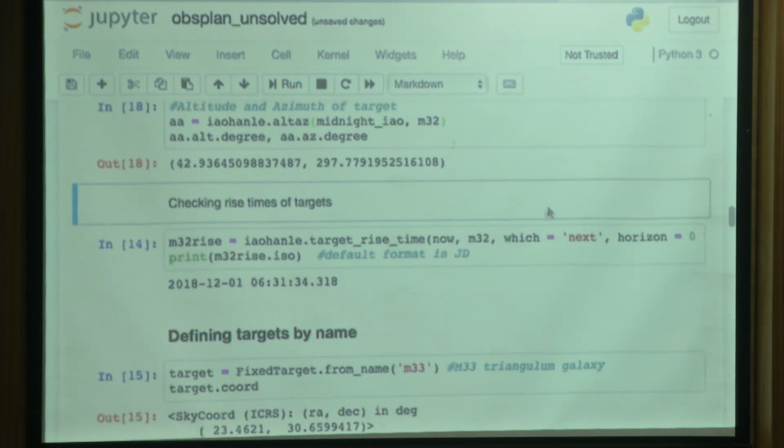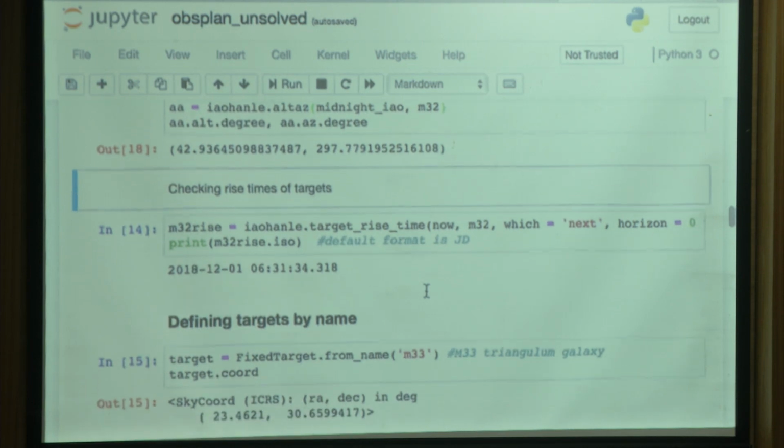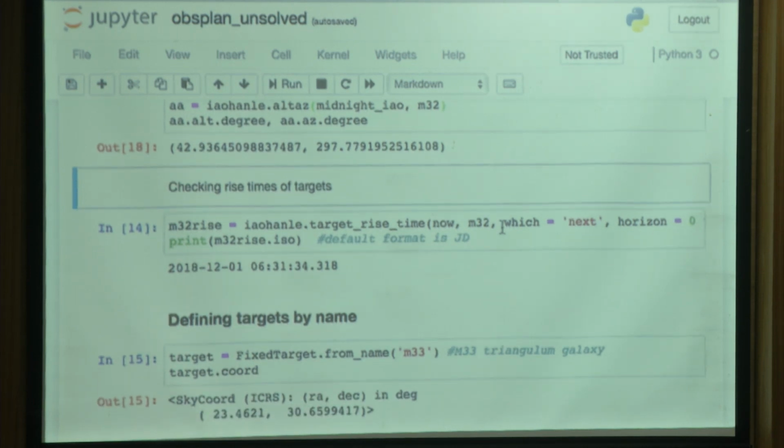We can also check the time of rise using the target_rise_time. So for example, when is M32 going to rise today at the Indian Astronomical Observatory? We use the target_rise_time function.